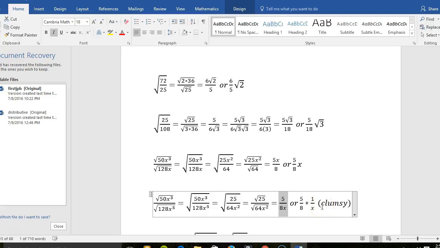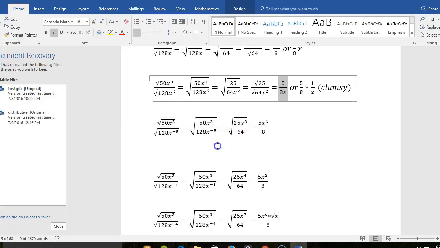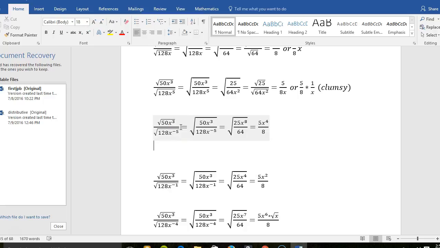So the moral of the story, this guy does not equal this guy down here. 5/8 times x in general is not the same as 5/8 times 1 over x. The only time they are the same is when x equals either positive or negative 1. But in general, x is going to be something else most of the time. So there's that. The only time you can equate two things is when they're always the same, okay?